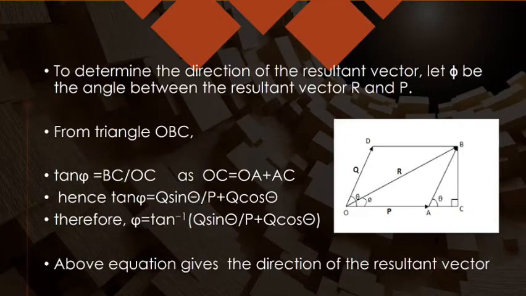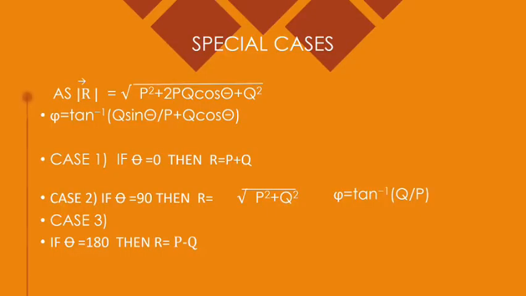resultant vector. The same way you can find the direction also, tan phi, which is given by BC upon OC, and if you put the value of BC and OC, you get tan phi equals Q sin theta divided by P plus Q cos theta. So you should know this, and in a numerical you can simply find tan phi, or you can write the result as phi equals tan inverse of Q sin theta divided by P plus Q cos theta. This way you can always find the direction also for the resultant vector.